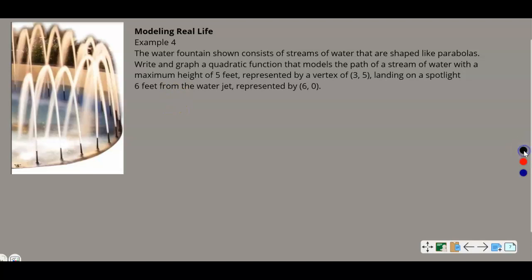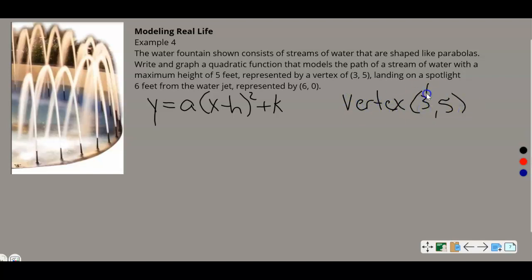All right, so you know we've been using vertex form. So let's look at what we have. We have y equals a times x minus h squared plus k. All right, so if we have 3, 5, our vertex is 3, 5. So we know this is h and this is k. We also have another point, 6, 0. So this is just going to be our x and our y. So if we plug in h, k, x, and y, that leaves us with one variable, a. So we could solve for that.